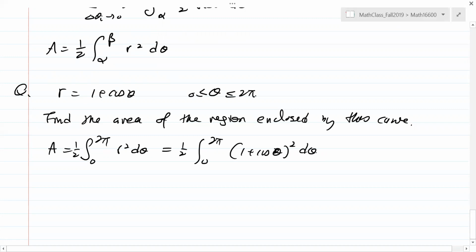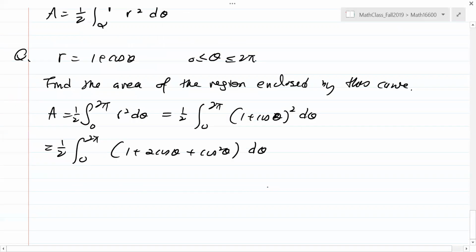Okay, we will get, not too bad, 1 plus 2 cosine theta plus cosine squared theta d theta. The integral of cosine theta from 0 to 2 pi will be 0, so don't worry about it. Cosine squared theta has never been negative. So this gives you 1. Let's write down the cosine. I think cosine squared theta is 1 plus cosine 2 theta divided by 2.